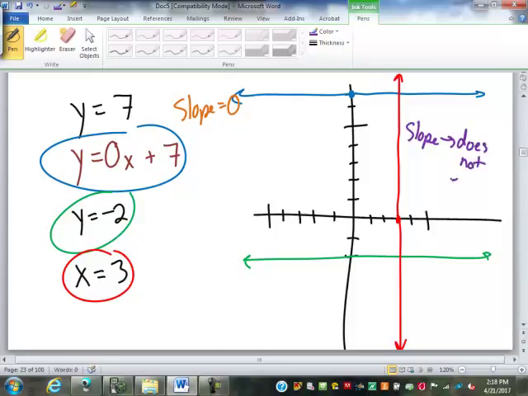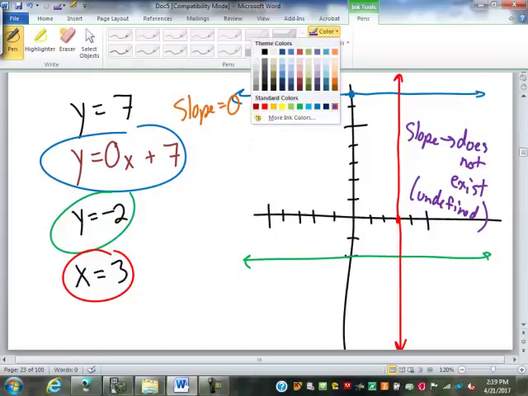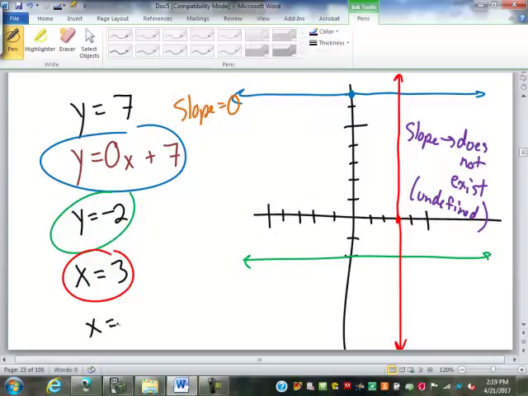Yeah, it does not exist. It's considered, sometimes it's called undefined. I'll show you a little way of remembering that in just a minute. So then, of course, x equals -5 would be where? At -5, 0, and then that would go up and down. Perfect. At -5, 0, and up or down from there.